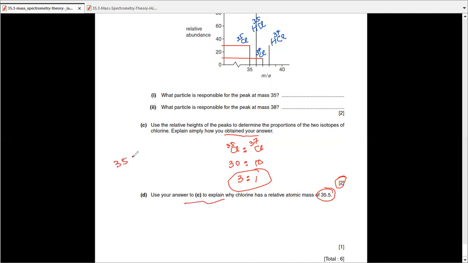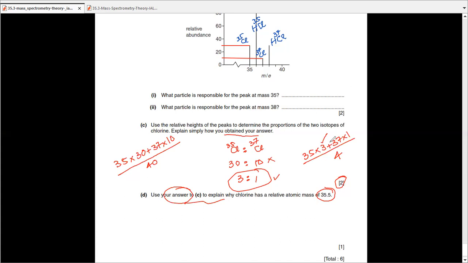If you're multiplying 35 by 30 and you're multiplying 37 by 10, remember to divide it by 40. But if you're not using these ratios, and instead you are using 35 multiplied by 3 plus 37 multiplied by 1, remember you're supposed to divide it by 4. And they've said to use the answer, so it's better if you use the second one. The answer was 3:1.